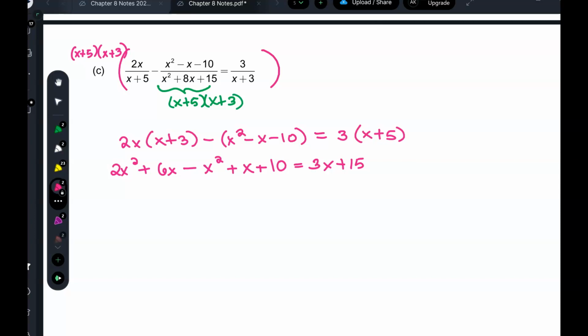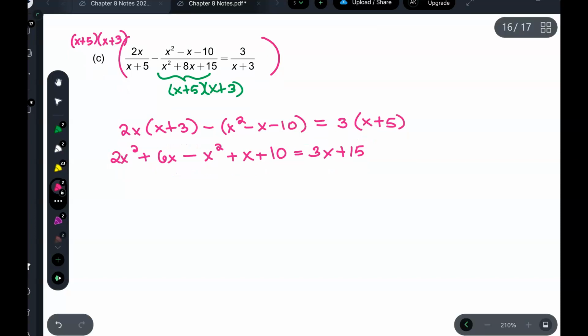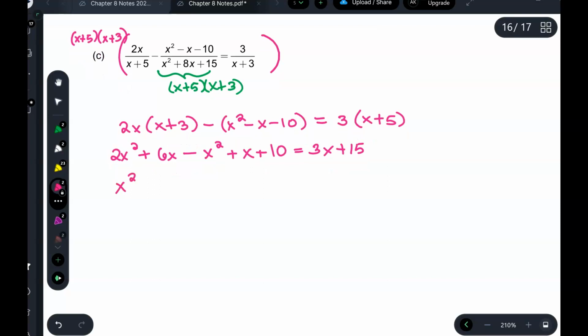X squared plus 7. Oh, because there's a subtract, we're subtracting the whole numerator. So I have to distribute the minus to everything. So I get x squared plus 7x plus 10. Okay, I get plus 7x. Is it okay if I subtract the 3x at the same time? Yeah. So that'll be plus 4x.